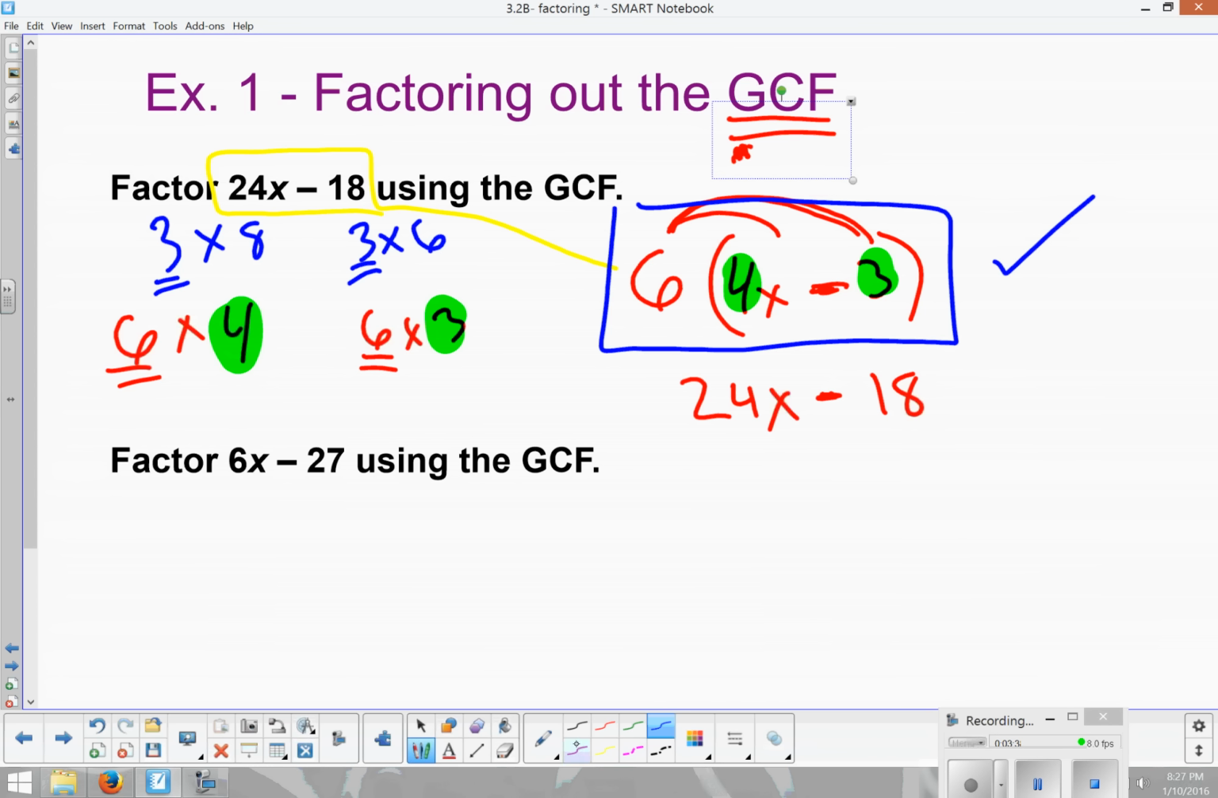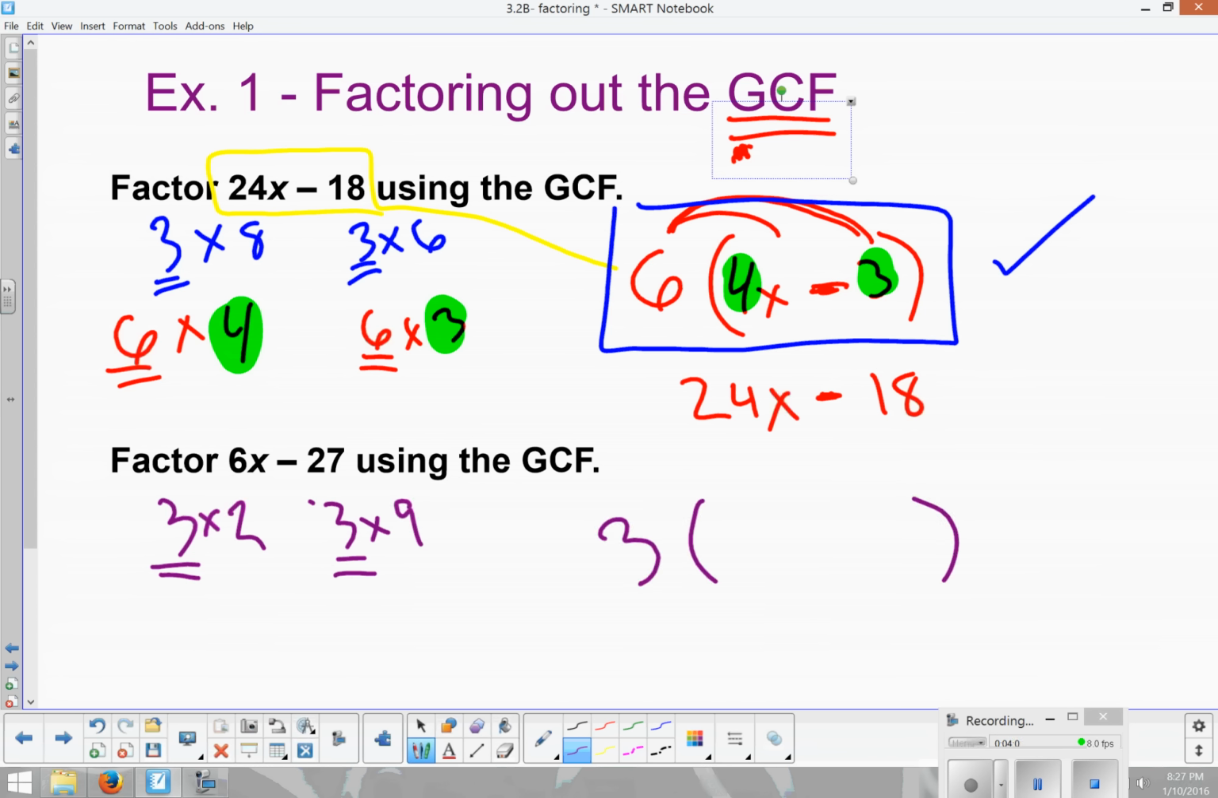Again, we look to see if they have a number in common, 6x and 27. I notice they have a 3. Is that the greatest? I believe so. 3 times 2 is 6, and 3 times 9 is 27. Since this is the greatest number they have in common, when you factor, we're going to use that 3 outside, close the parentheses.